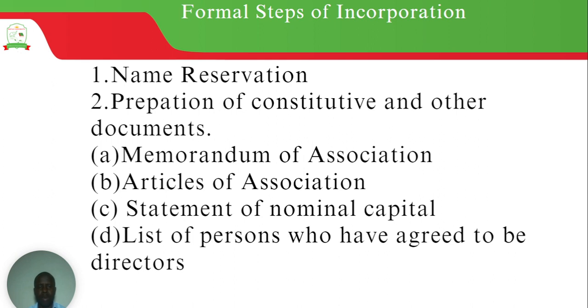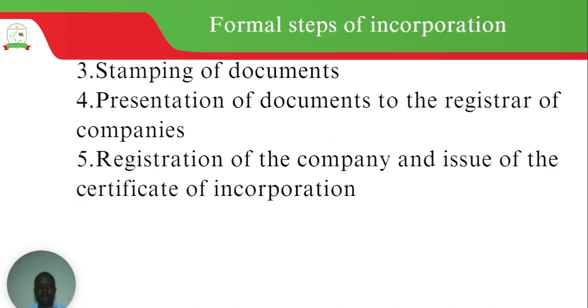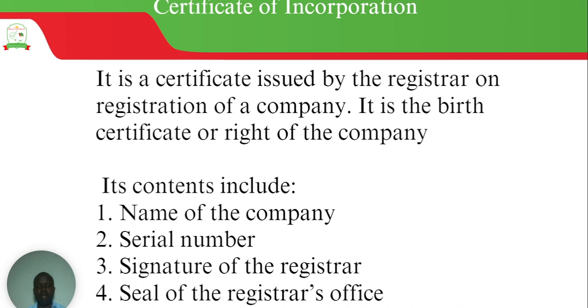So we have talked about memorandum of association, articles of association. I have clarified what the statement of nominal capital is, and all the people that have agreed to be directors. Now, we have what we call the certificate of incorporation, and we are saying it is a certificate issued by the registrar on the registration of a company. And of course, this certificate is going to signify the birth of the company.